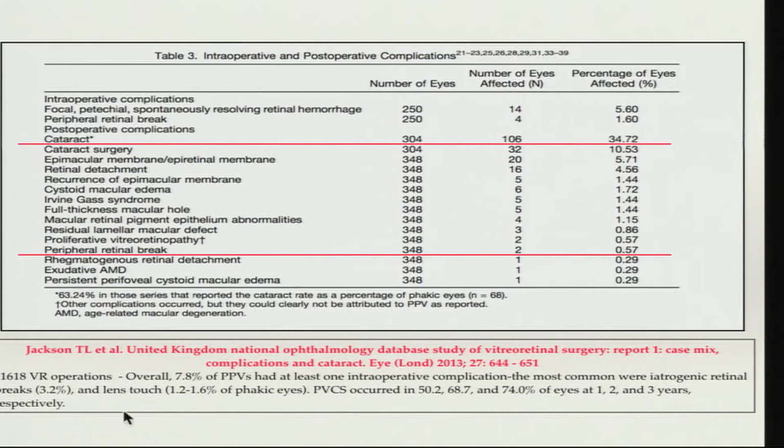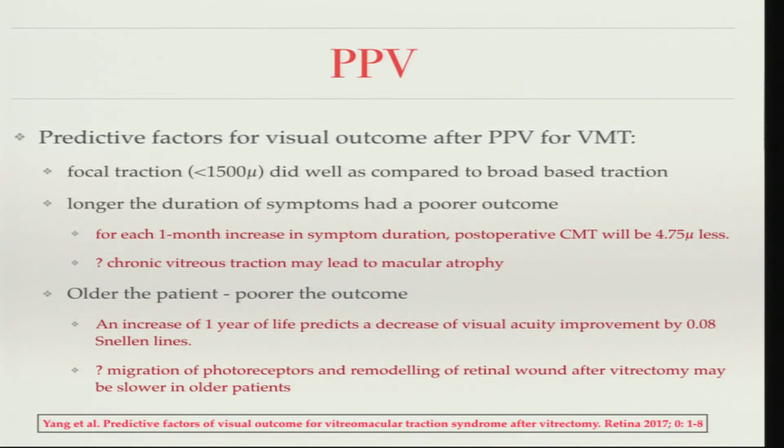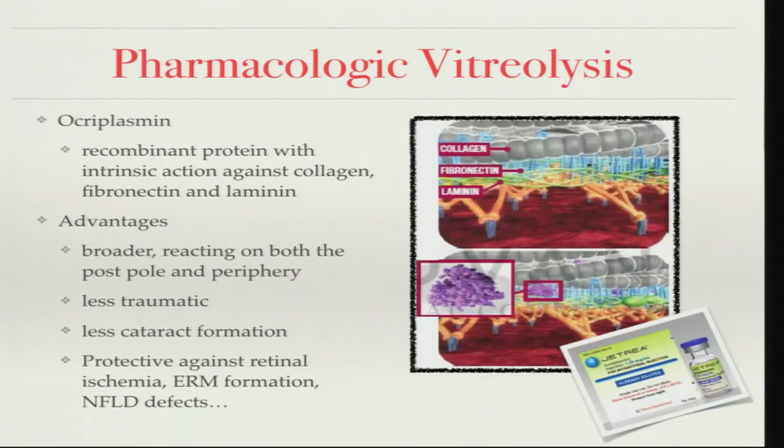But compared to Jackson's other report where he did 11,600 vitrectomies, and their post-vitrectomy cataract surgery rates were about 50.2% in the first year, in this study they saw about 10.5%. And usually, as we all know, among the predictive factors, focal traction does definitely do better. The longer the duration of symptoms, the poorer the outcome, and the older the patient, the poorer the outcome.